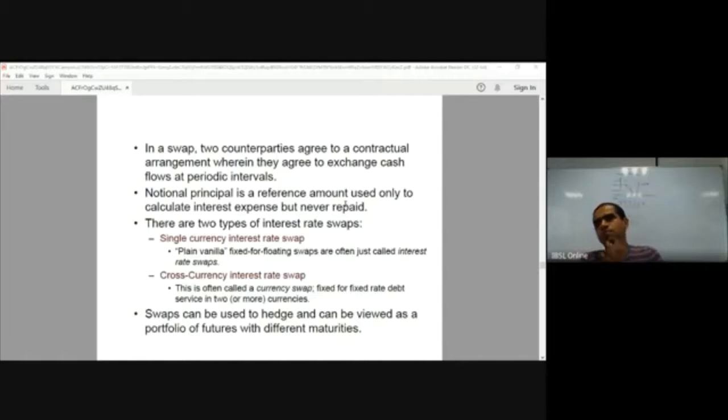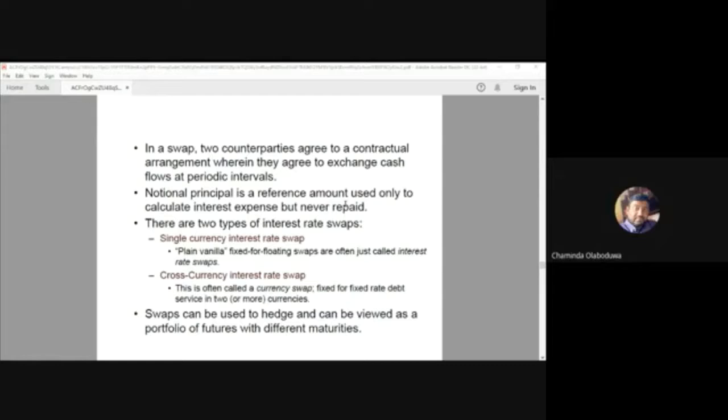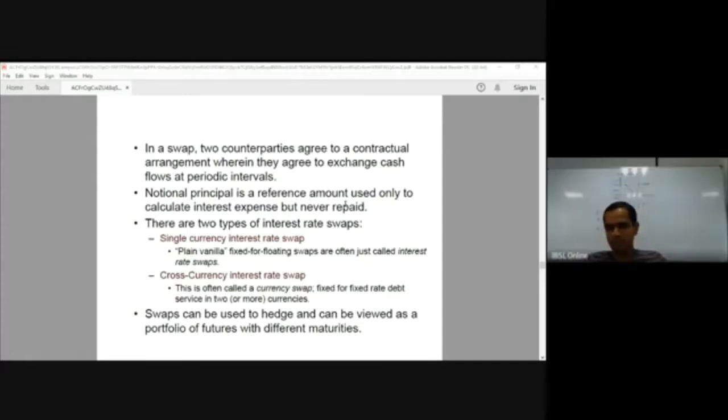Now, take for example, if you have taken a housing loan on a floating rate basis. If interest rates start going up, will you prefer to continue with your floating rate, or will you want to switch to a fixed rate? Yeah, prefer to go to fixed rate. Yes, you prefer a fixed rate, right?